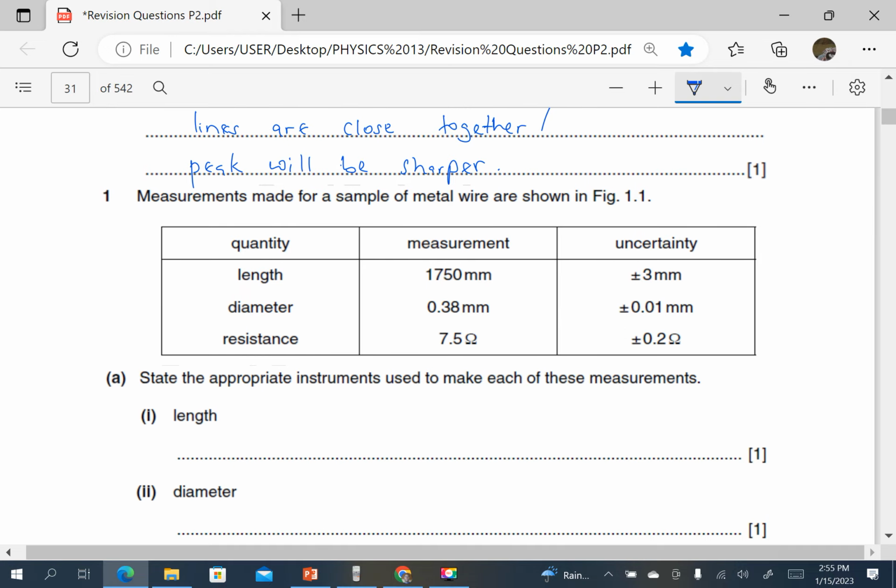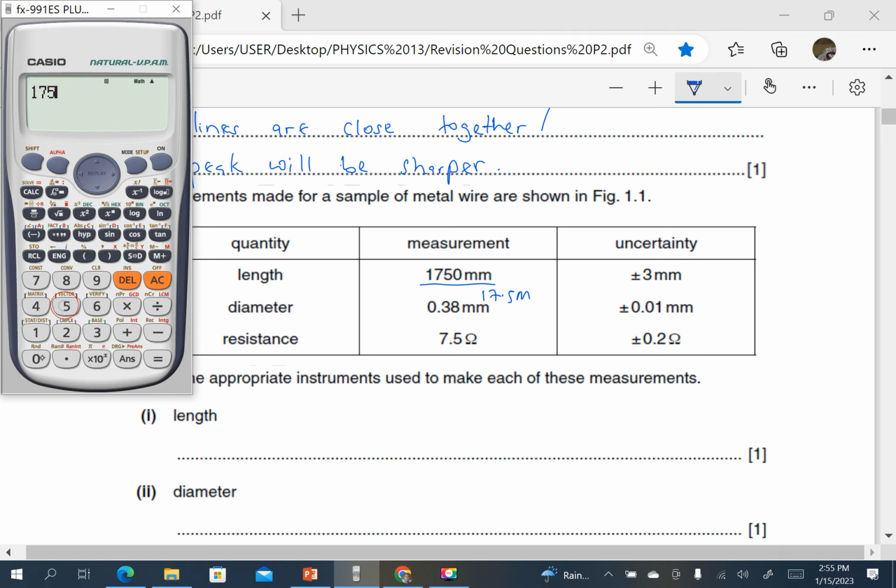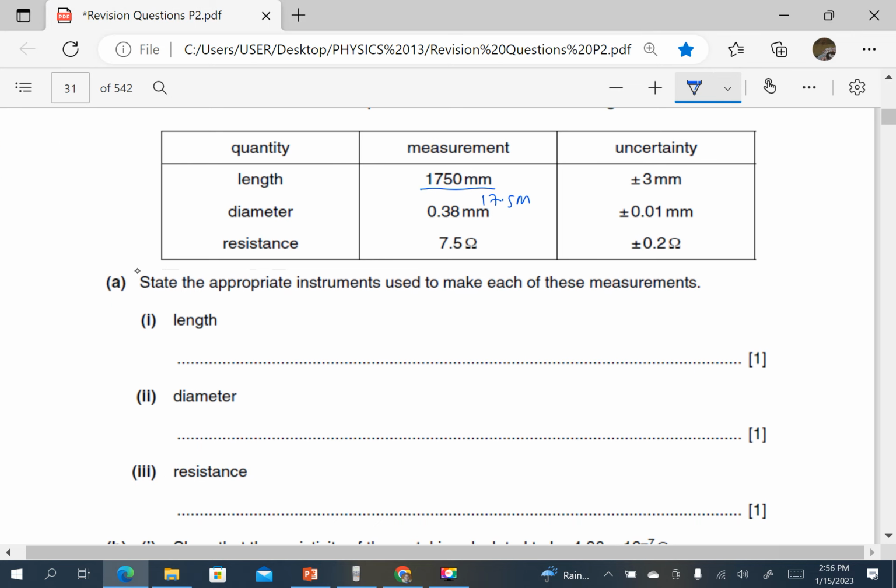Measurements made for a sample of metal wire are shown in the figure. State the appropriate instruments used to make each of these measurements. Number 1, length. I think 1750 millimeters if I divide by 1000 or by 100. By 100, I think it is 17.5 in meters. Is that true? 1750 divided by 100. That is 17.5 in meters. So we can measure that using a meter ruler, or you can measure it using a tape measure.